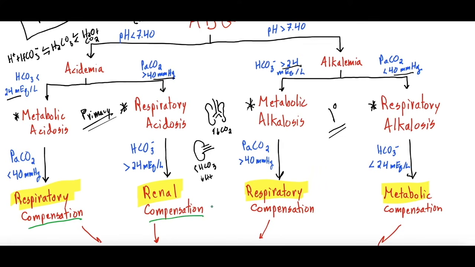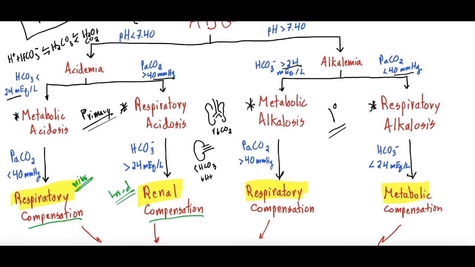Now keep in mind the lungs, the respiratory compensation, happens much faster than the kidneys or the metabolic compensation. So a respiratory compensation can happen in a matter of minutes, whereas a renal or metabolic compensation takes more like hours to days before it can compensate. All right?